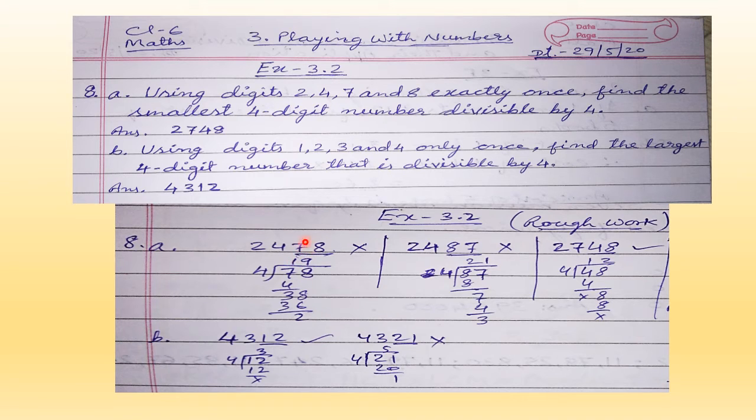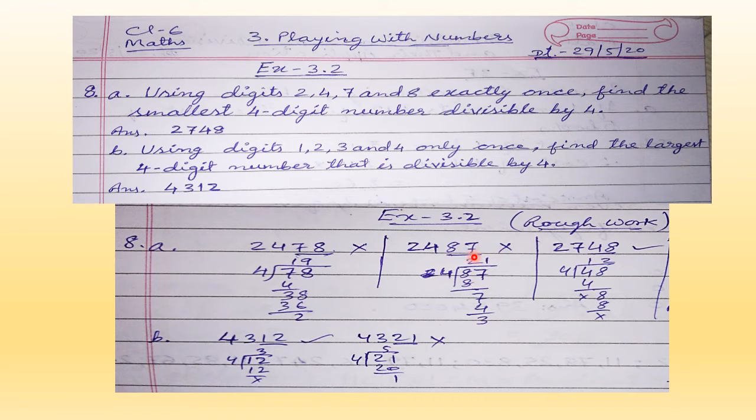Now, slightly bigger than that, the next smallest is 2487. We will simply exchange their places to make it the next smallest. Now, the number formed by the last two digits is 87 and we will test it by 4. Here we saw again the remainder is 3. So even this number is not divisible by 4.